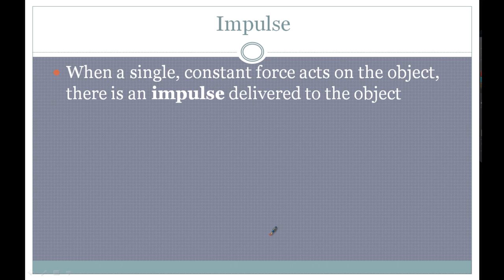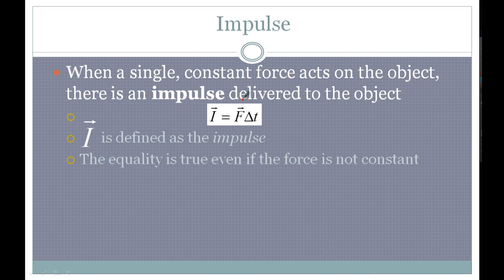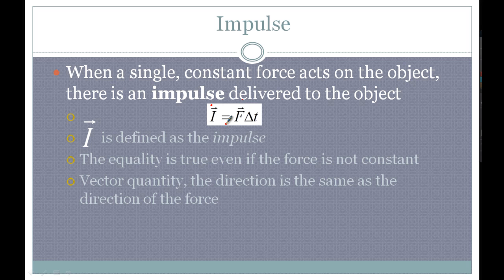That brings us to impulse. So when a single constant force acts on the object, there's an impulse delivered to the object. Very impulsive people, they like to shop and spend all their money. Another very simple equation, I equals F times delta t. And we use this I with a little bar over it, showing that I is a vector quantity. It's obviously going to be in the same direction as the net force. This equality is true even if the force is not constant. If it's a changing force, you're still going to have an impulse over on this side. Vector quantity, already said, same direction as the force.